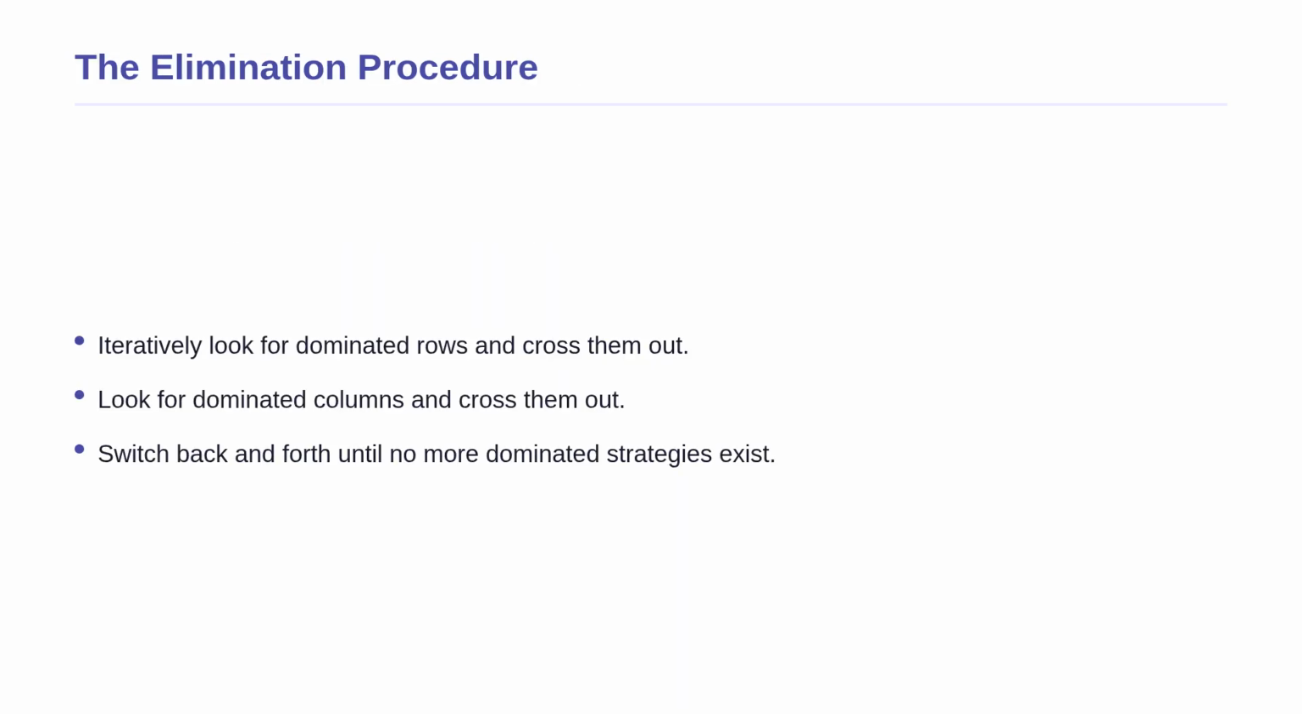Now that we have the mathematical rules for both players, let us look at how they work together. The elimination procedure is a step-by-step process of applying these rules to shrink the game matrix. We do not just look once. We iteratively look for dominated rows and cross them out, and then look for dominated columns and cross them out. We keep switching back and forth. The beautiful part is that crossing out a column might suddenly make a row dominated that was not dominated before. We continue this cycle until no more dominated strategies can be found.